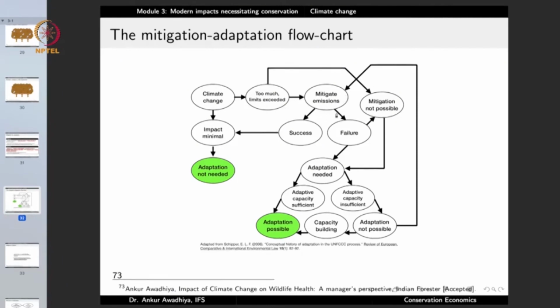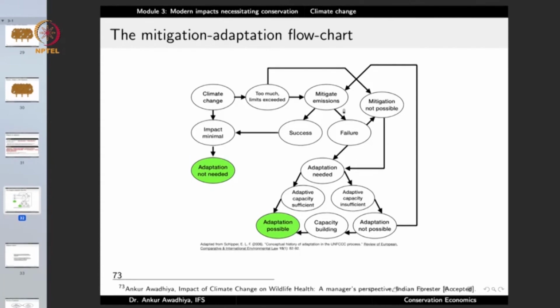Now, if there is an option of mitigation available, and you deploy it, then you may have a success or you may have a failure. If you have a success, so you were expecting that change will exceed the limits and bring too much harm, you try to mitigate the emissions, and you get a success, because of which the impact is now minimal, then you do not need to do any other thing. You can sit back and relax.